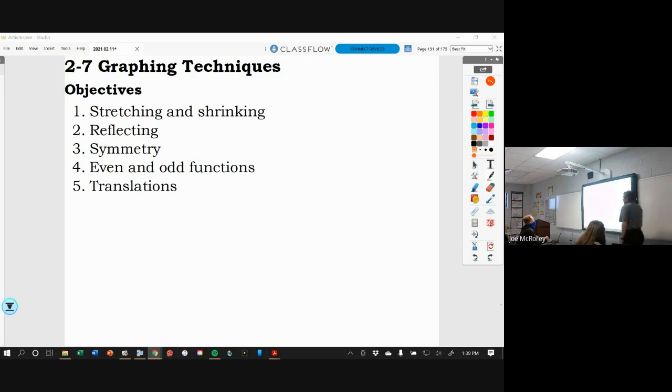We are talking about a lot of stuff. Someone said this is a long section. Yeah, it kind of is. Okay, there's going to be a lot of repetition here.